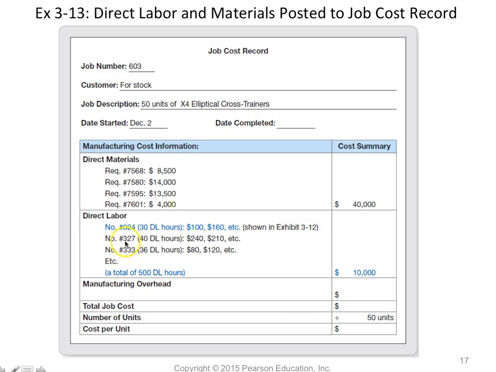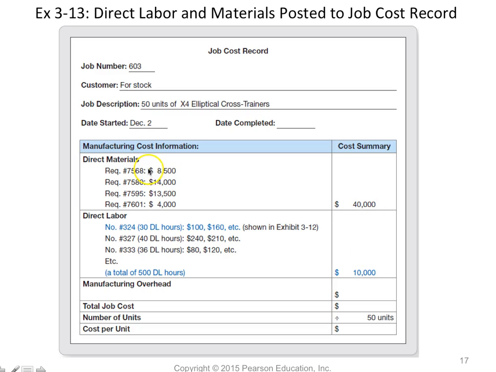These ones are just made up for our class, but in real life we do not make them up. So 40 hours for another person, and 36 hours for the other person, etc. Total 500 direct labor hours are spent as direct labor cost. So $10,000 will be put down here as a cost.